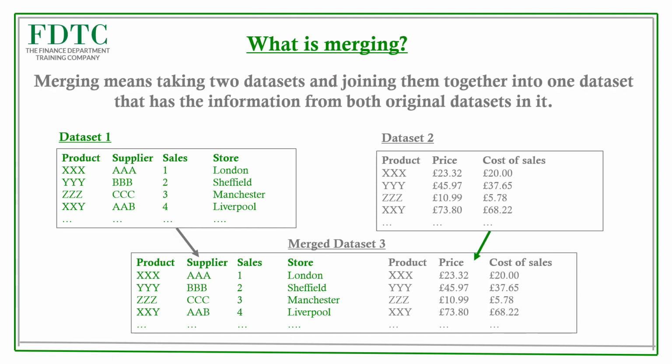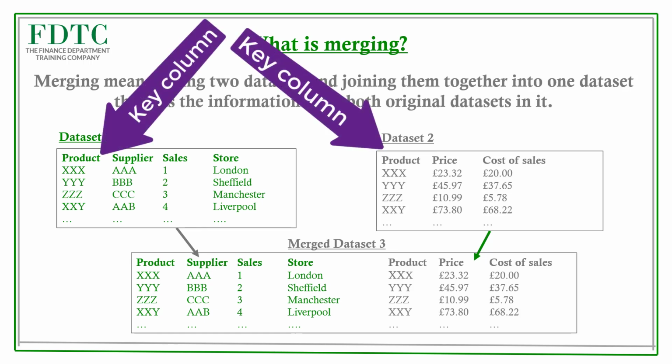So merging brings together two different datasets and joins them together using a key column. So that's a piece of information which is common within both datasets. And we can see on screen that we're taking dataset 1, dataset 2 and popping it together to create dataset 3. And the key column in this case is the product column.